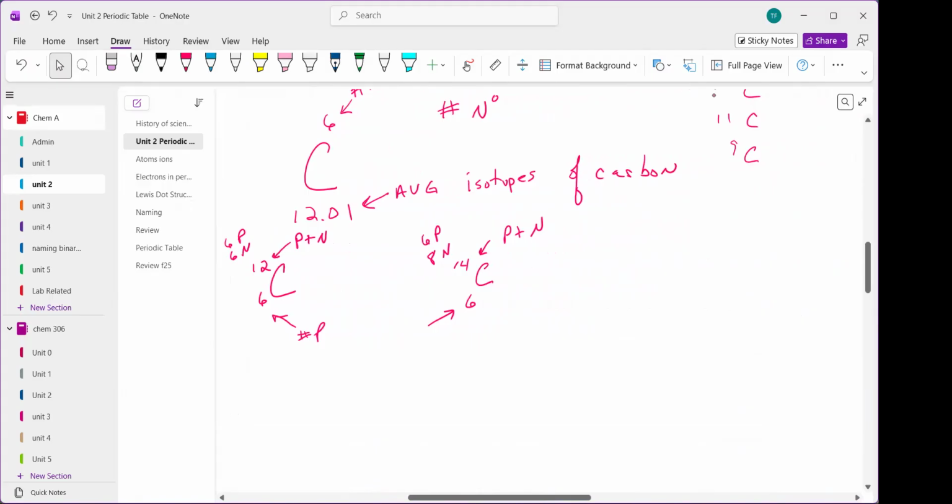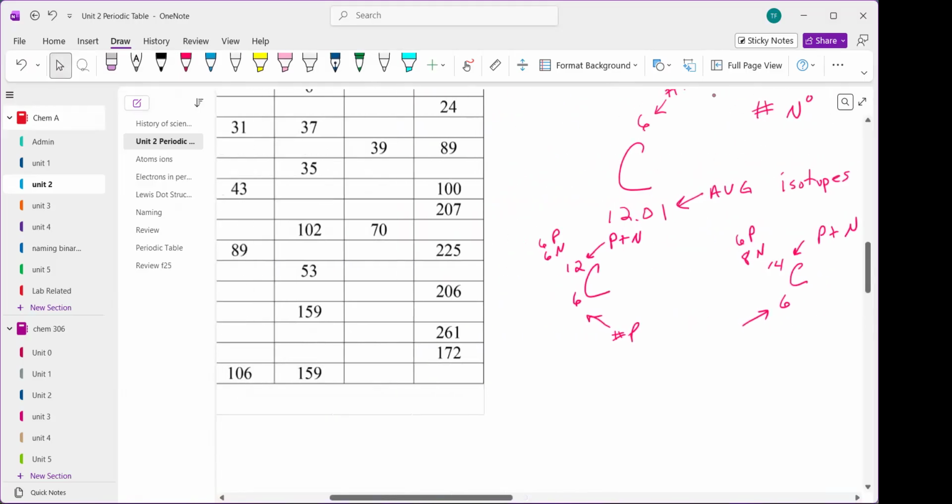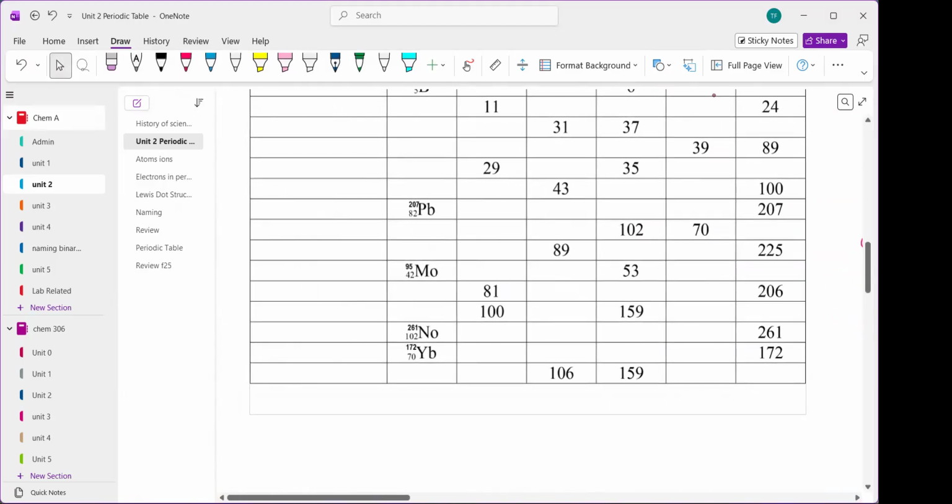So there are two ways to name an element. One is with a symbol, like here, with the two numbers, the top number being a combination of protons plus neutrons, the bottom number is the number of protons, or carbon-12. So in this worksheet, you're going to be doing some of both.